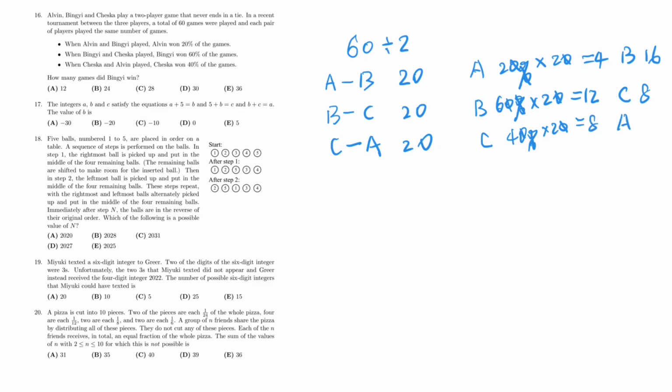So the number of games B wins is 16 here, and 12 in the other. So 16 plus 12, that's 28. Therefore, the answer is C.